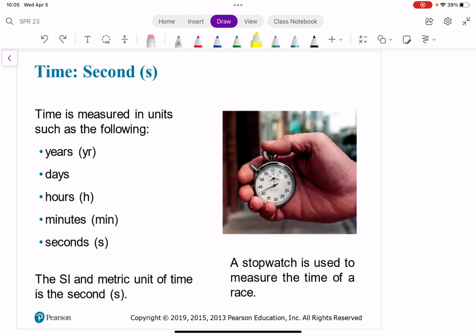Time in seconds is a lot more intuitive for most folks. So for SI and the metric system, time is usually measured in seconds.